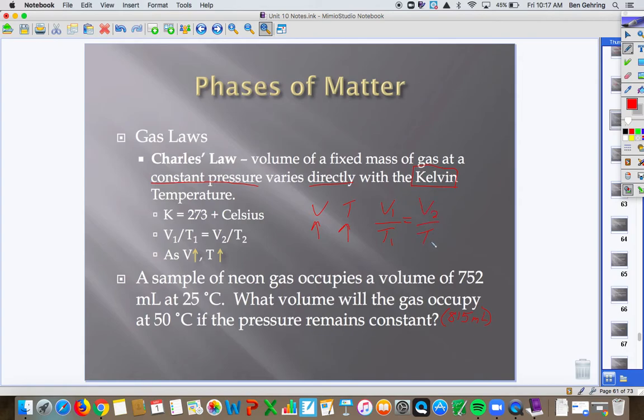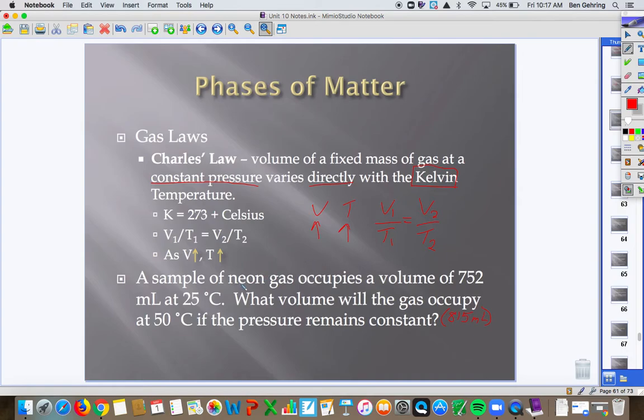We have to have a direct relationship, a division situation, where this is like a ratio. So my ratio here is going to stay the same. Okay, so I have volume over temperature equals volume over temperature. Remember, temperature has to be in Kelvin. Volume can be in milliliters or liters. That is irrelevant at this point.